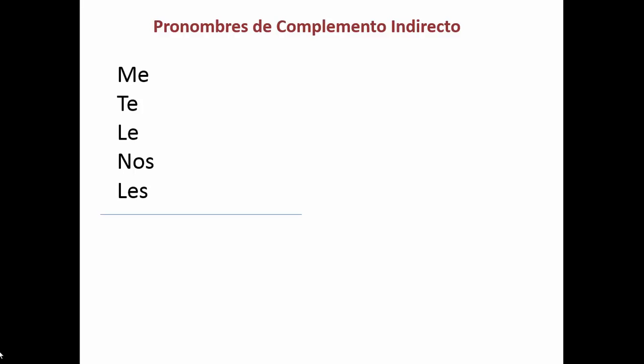So in Spanish, here are the most common indirect object pronouns: me, te, le, nos, and les. Me standing for myself, te standing for yourself, le standing for him or herself, nos standing for ourselves, and les standing for themselves.